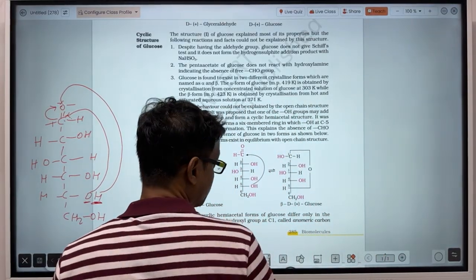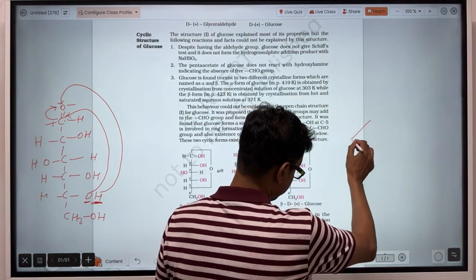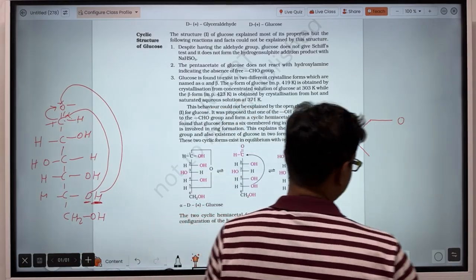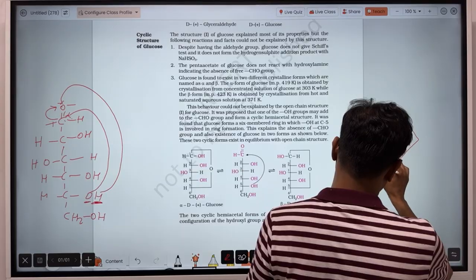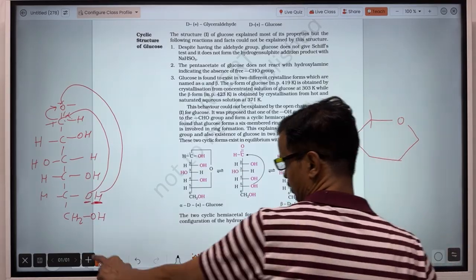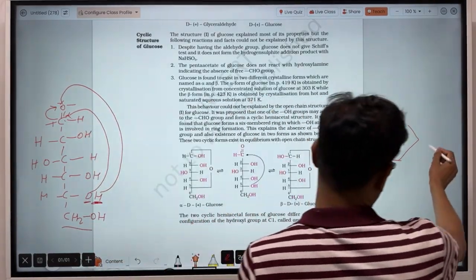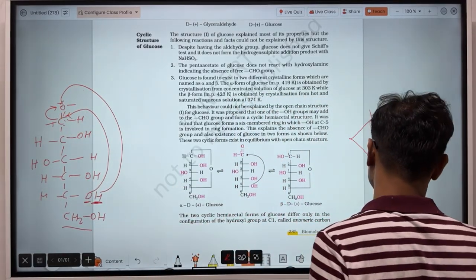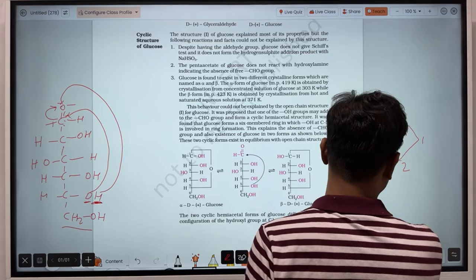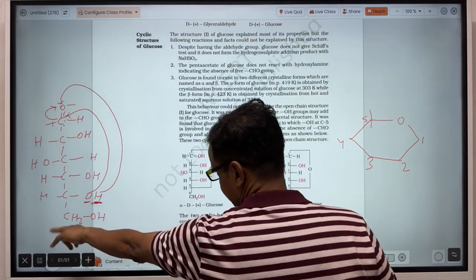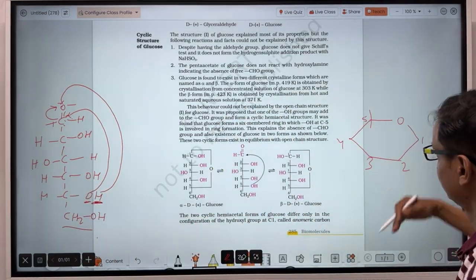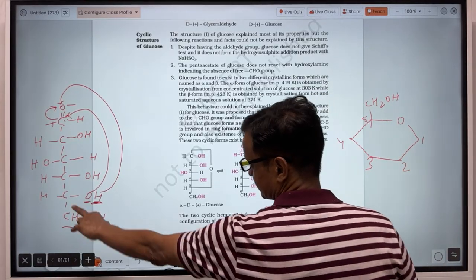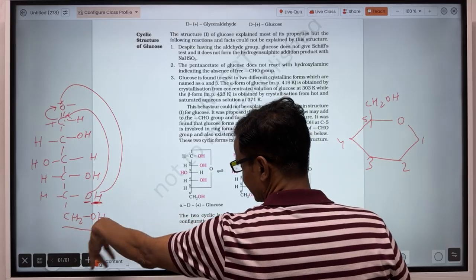So let's see here how to draw the structure. Here this oxygen is drawn on this side. The CH2OH, this is the first carbon. This carbon is indicated here. Here is oxygen, so it is the first carbon. Here second, third, fourth, fifth, and the sixth, CH2OH. It is outside the ring. So that is CH2OH. This one is outside the ring.